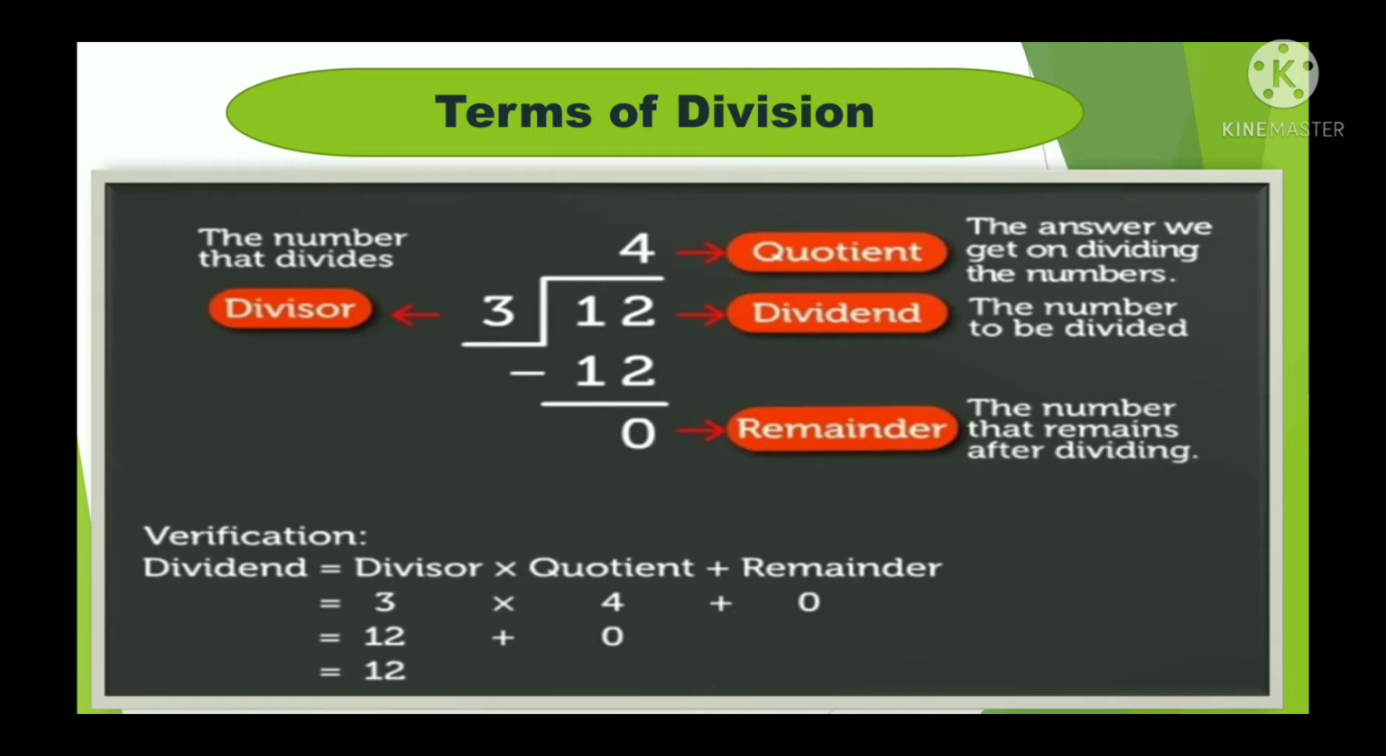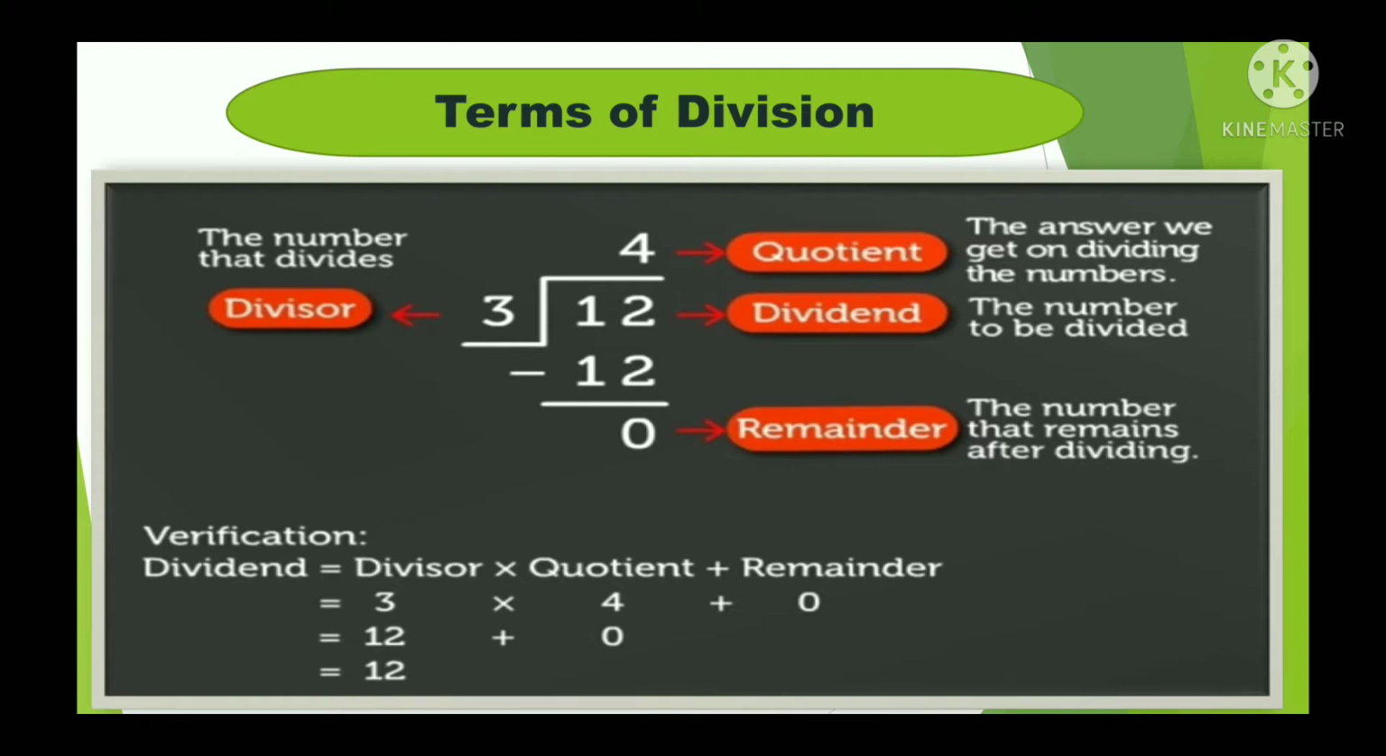So, students, in this question, you can see 3 is the number which divides 12. So, 3 is the divisor. 12 is the number which is divided, so it is the dividend. 4 is the answer of the division, so it is the quotient, and after dividing you can see we get 0 left as the remainder.